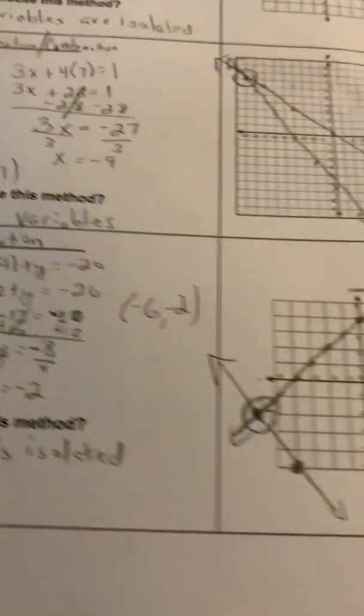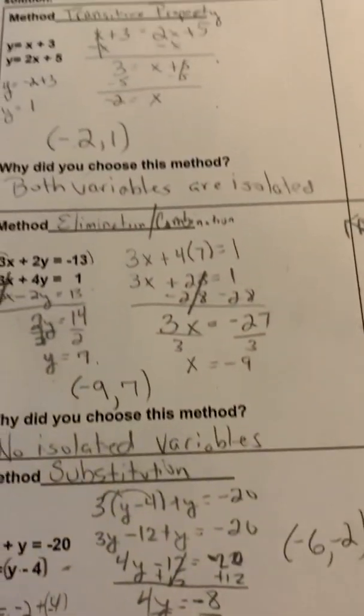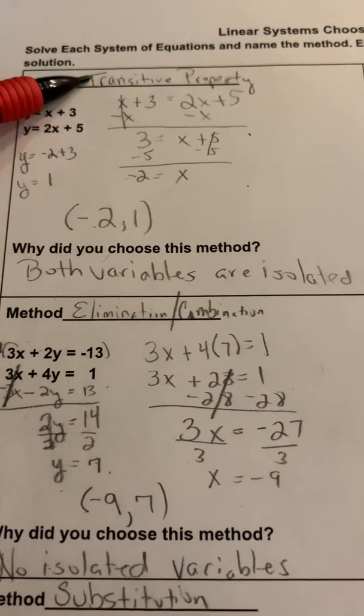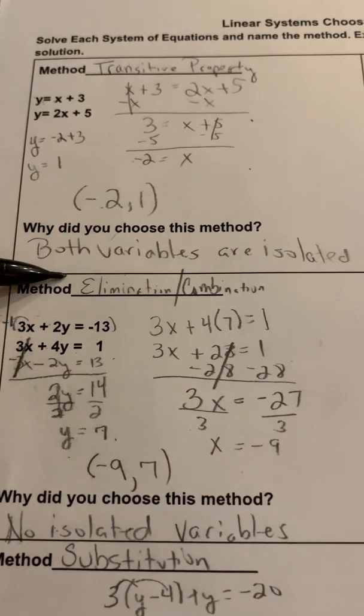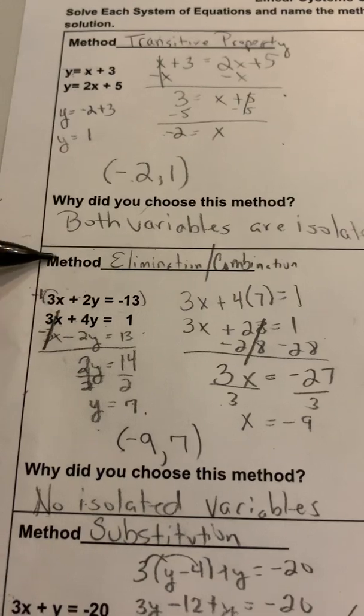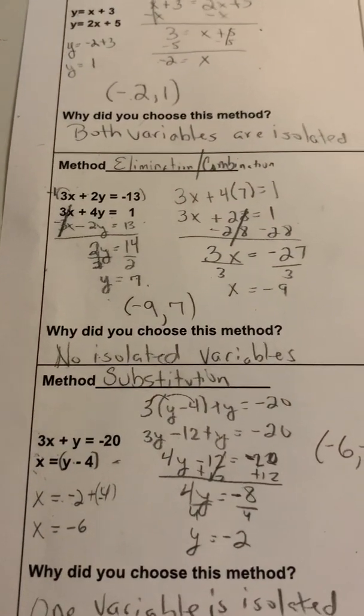For me, it's less about the graphing, that just proves that it's right, and it's more about, do you know which method is the best? Transitive property, when both of the variables are isolated; elimination/combination, when none of the variables are isolated; and substitution, when only one of the variables is isolated. Hope this helps.